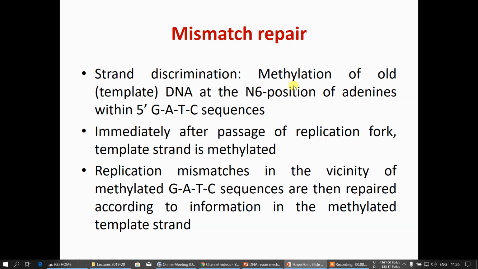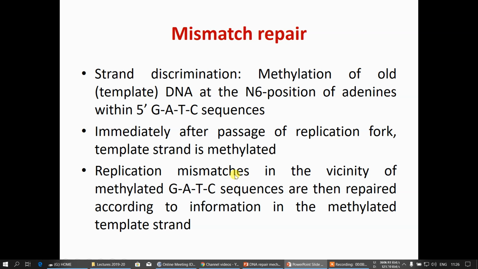Why does this methylation occur? Methylation is just to identify which is the template strand and which is the newly synthesized strand. As the methylation occurs in the template strand, we only have to recognize the non-methylated strand, that is our newly synthesized strand.